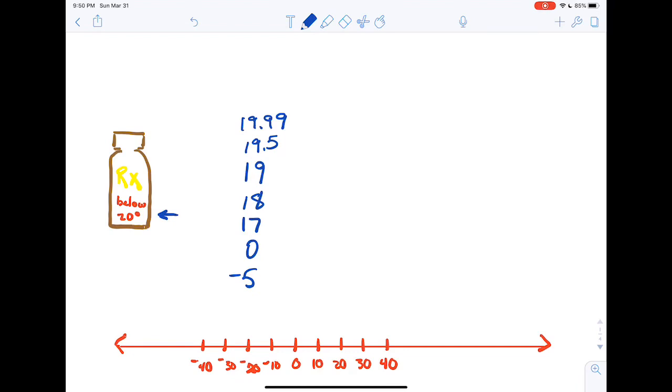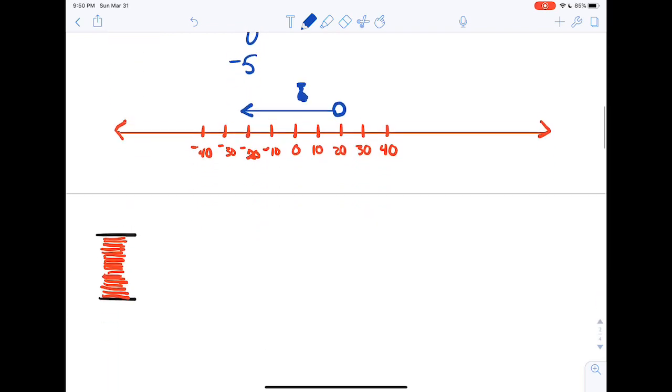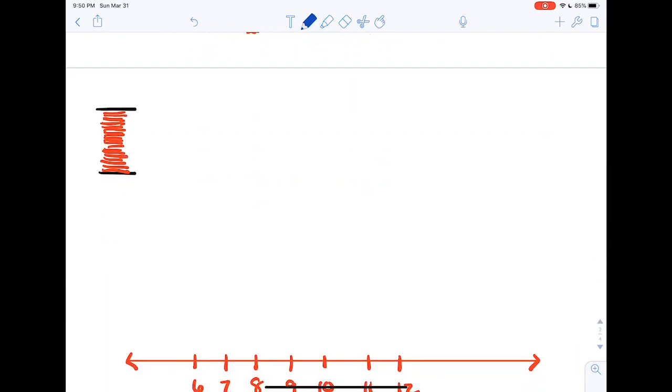So again, I need to go back to my number line and I need to find 20 on there. I'm going to put a circle right above it. And my medicine bottle is going to be on this side. Here's that, not a very good drawing, but you get the idea. So it's going to be below 20. So now I make my arrow going to that side, below 20. Let's take a look at another instance.